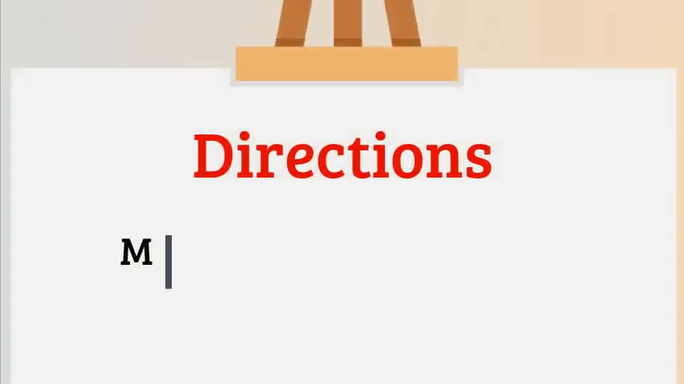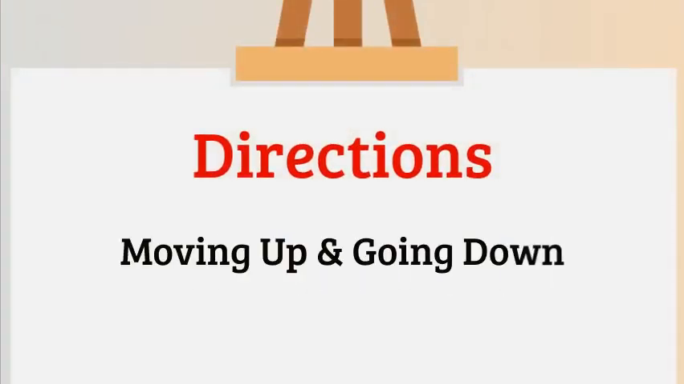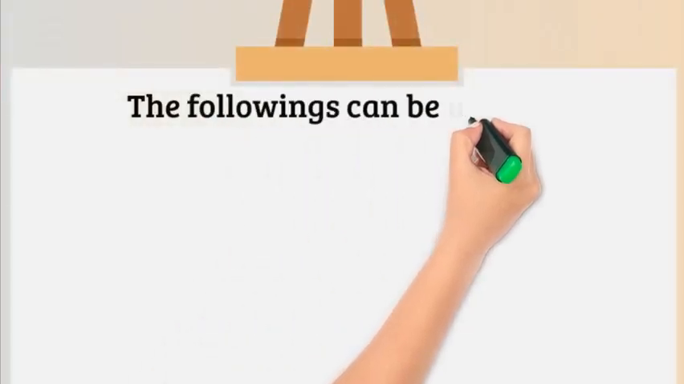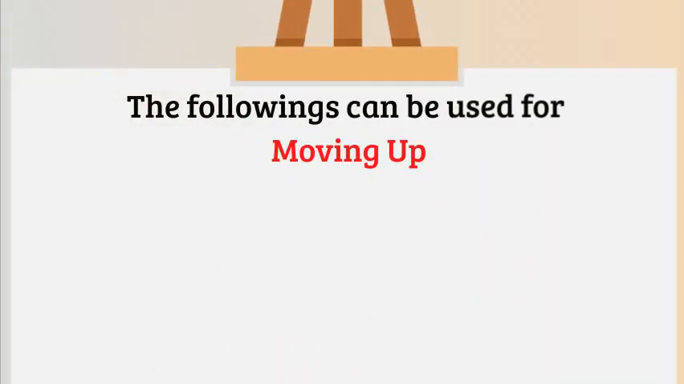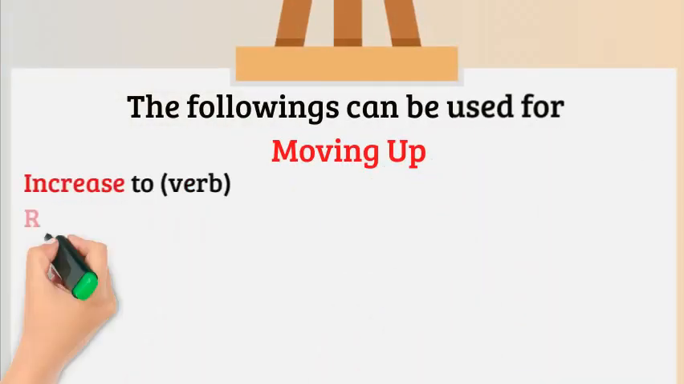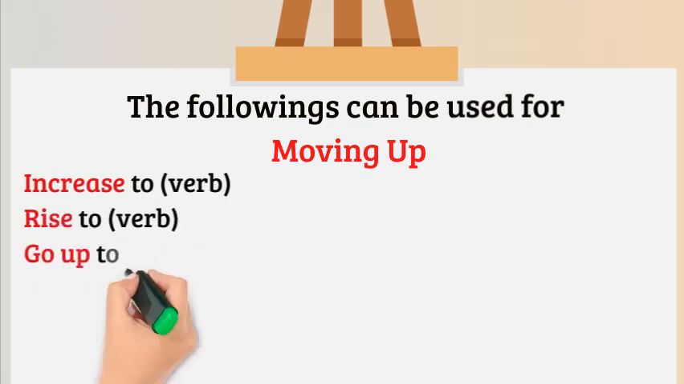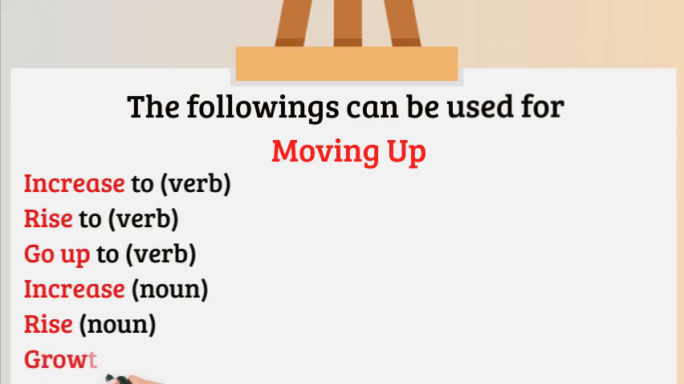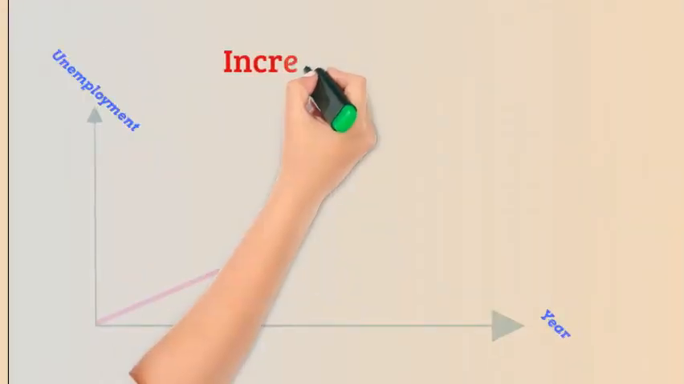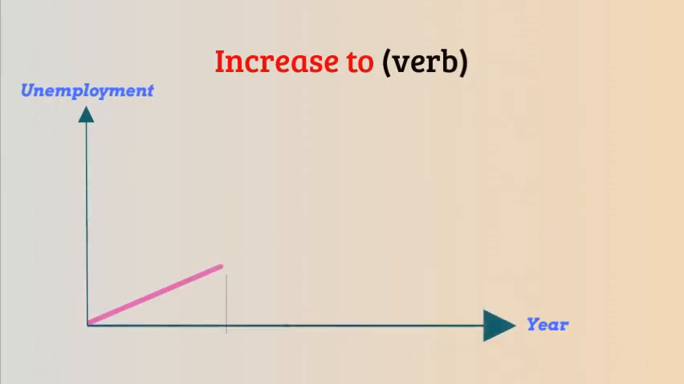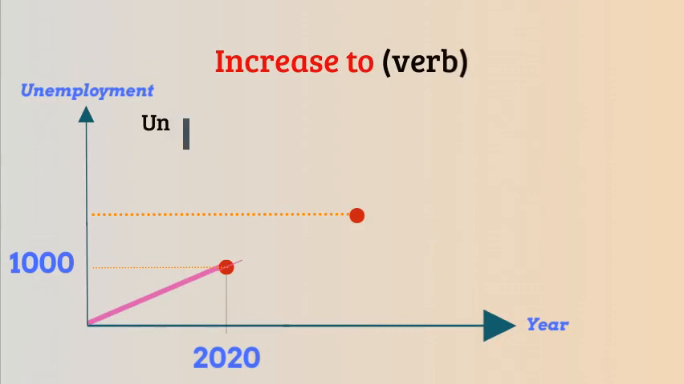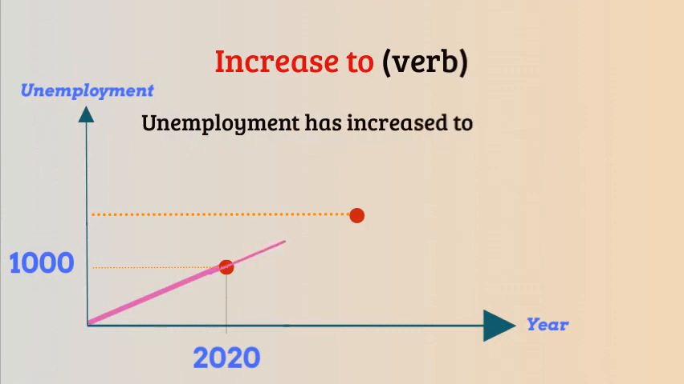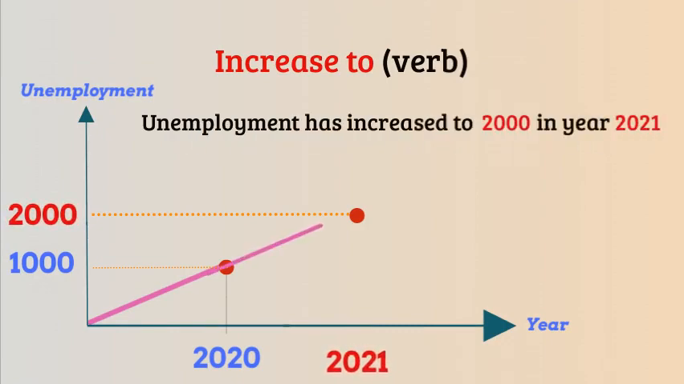Directions. Moving up and going down. The followings can be used for moving up: increase to, rise to, go up to. Increase as a noun, rise as a noun, growth. Increase to. Unemployment has increased to 2,000 in year 2021.